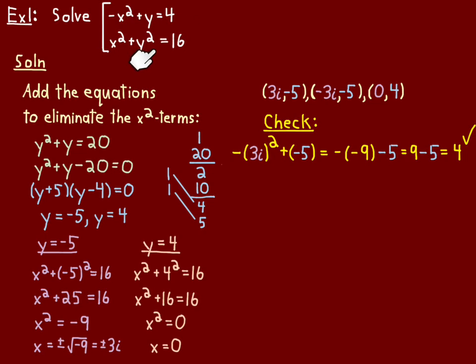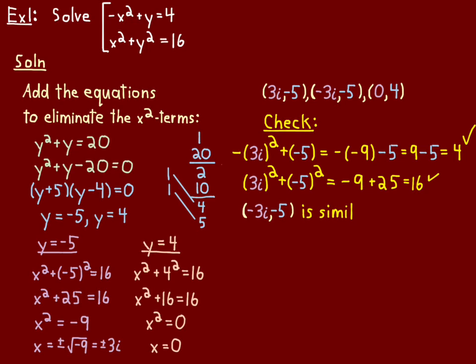Then I try it in the second one, same point, 3i and minus 5. 3i, the quantity squared, plus negative 5, the quantity squared, equals negative 9 plus 25, which is 16, which checks out. It's supposed to be 16. Now if I put in the one with the negative 3i and negative 5, since you're always squaring the x value, it doesn't make any difference. So I know that one will work as well. So I just made a note of that. It's similar, check. And then try the 0, 4 in both equations.